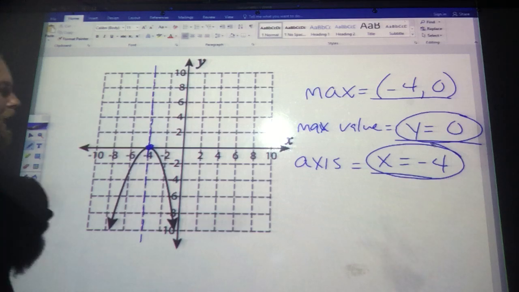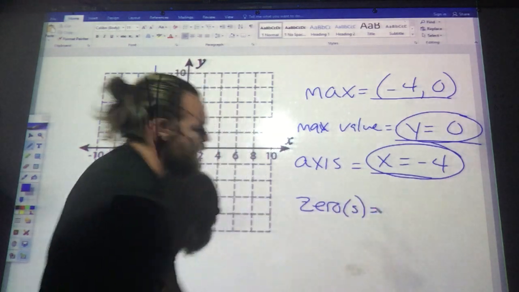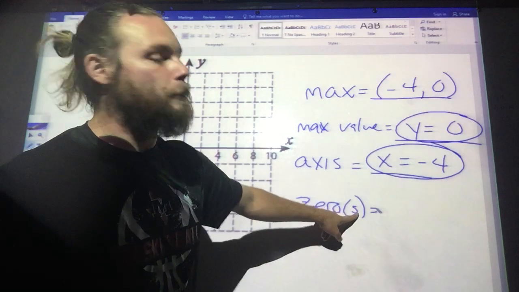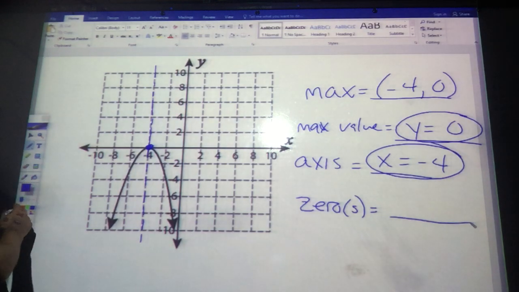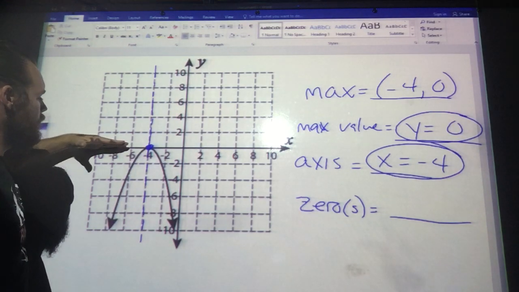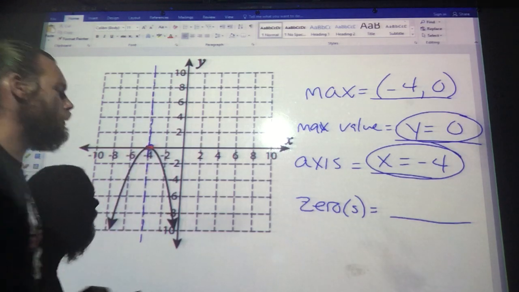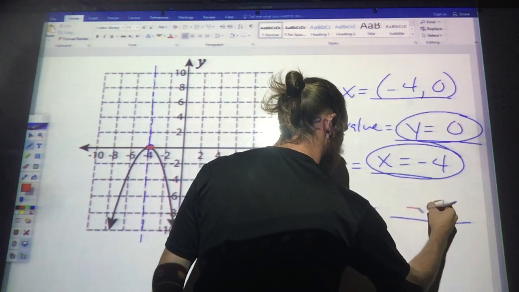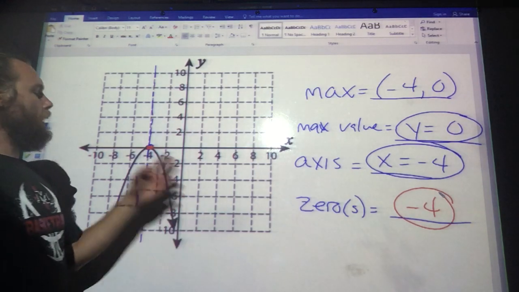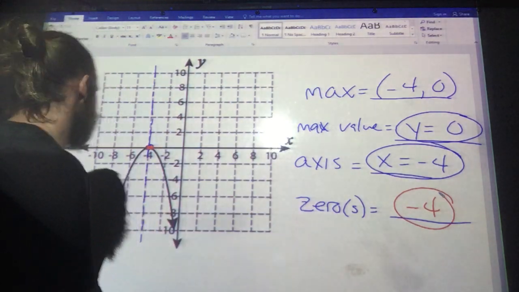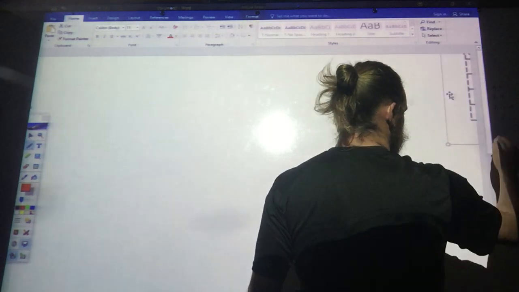Now, how many zeros or solutions does it have? I just put that little s in there because it could be one zero or it could be multiple zeros. Now, looking at the graph, how many times does it cross the x-axis? Well, we know it crosses at least once right there. So we have a zero or a solution at 4. Just by looking at a graph, we can tell all kinds of information about a quadratic. We'll do one more, and then that'll be it for today.